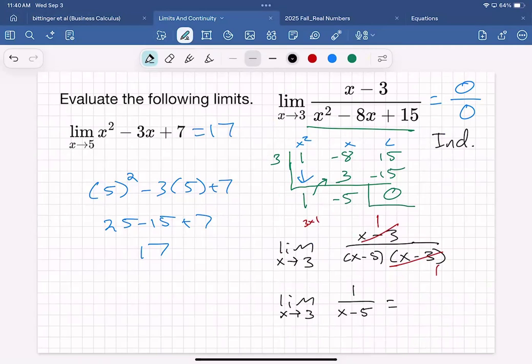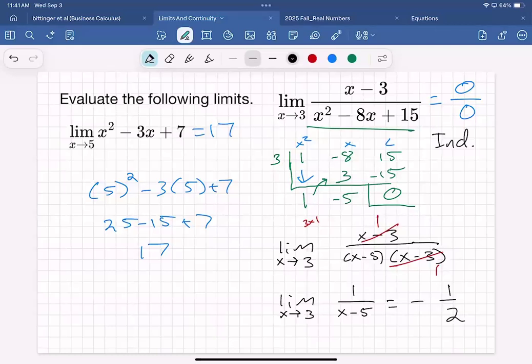Once I get here though, let me try direct substitution again. If it doesn't work, then we have to go and do something different. Please understand that. It could give us the indeterminate form again. The good news is, what's in the numerator? 1. So at that point, that's helpful. But what's 3 minus 5? So our limit would be -1/2.